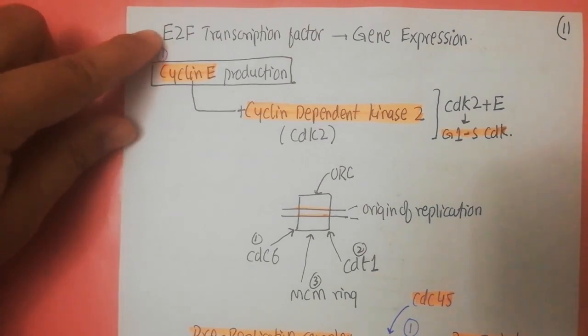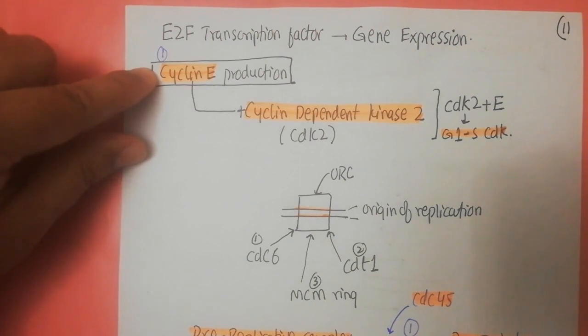Now, once the E2F transcription factors have been released, what are the functions of the E2F transcription factor in the cell cycle? Now, this E2F transcription factor is going to do a lot of things. We will be mainly focusing on the main events that are happening in the cell cycle because of the E2F transcription factor. Now, the first thing it does is that it is going to increase the level of cyclin in the cell, which is known as cyclin E.